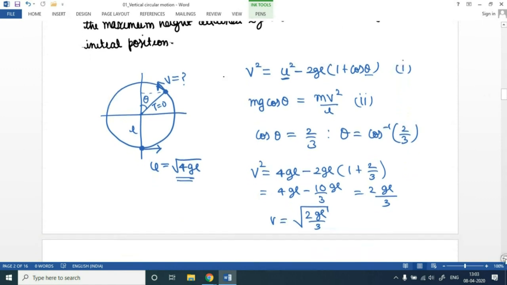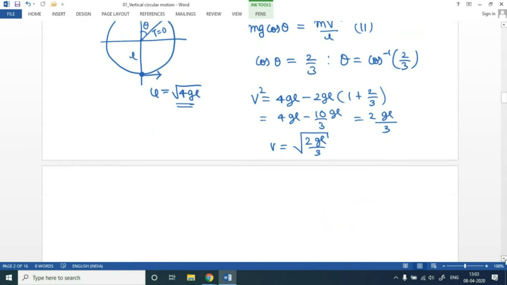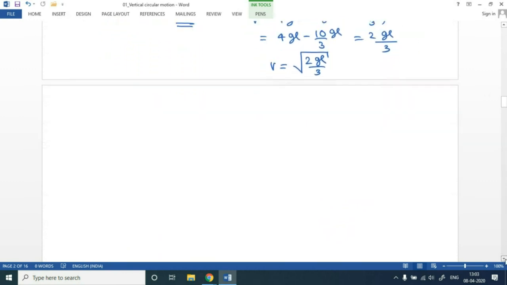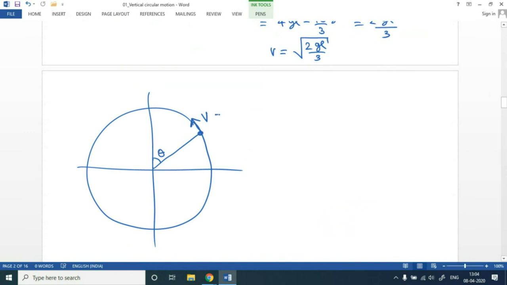Now the later part asks what would be the maximum height of the particle from the lowermost point. So in this circle, let's draw a larger circle this time. We have already seen that it has lost tension over here. Tension has become zero at theta equal to cos inverse 2 by 3, and v is equal to root under 2gL by 3. Afterward this motion would be projectile, and this is the topmost point.